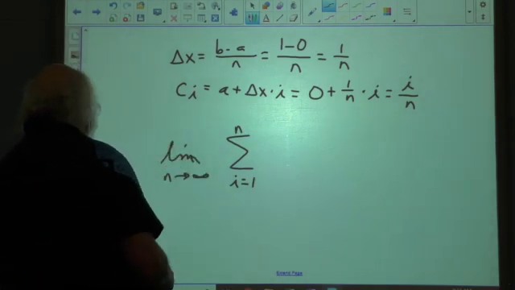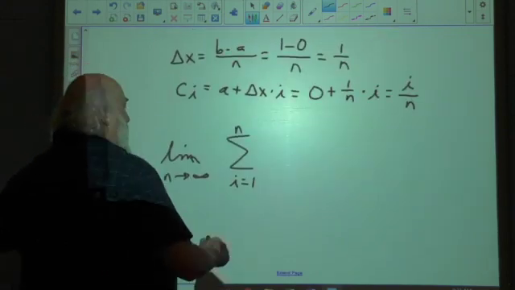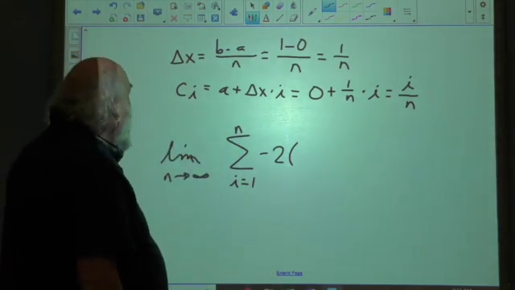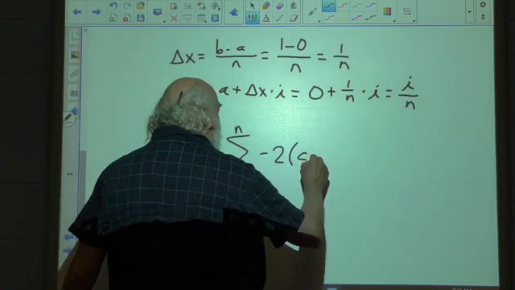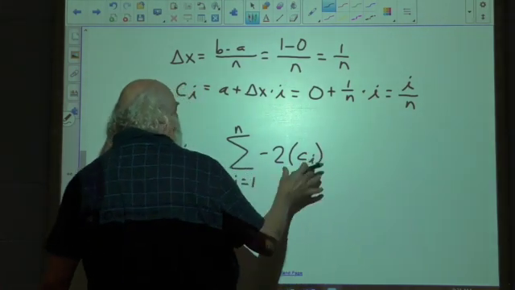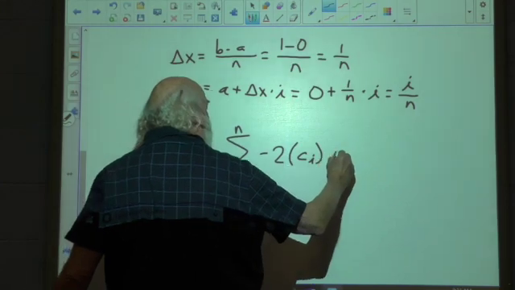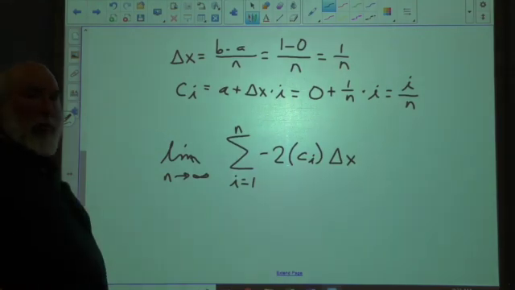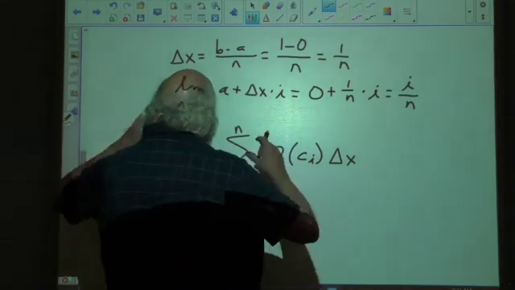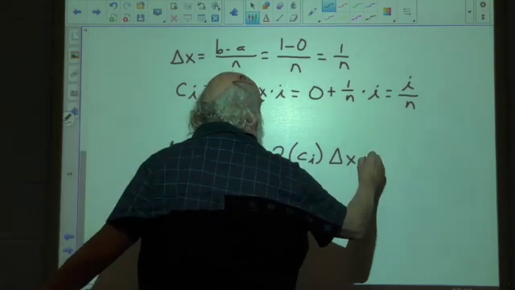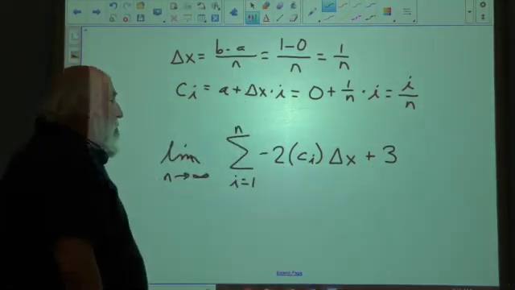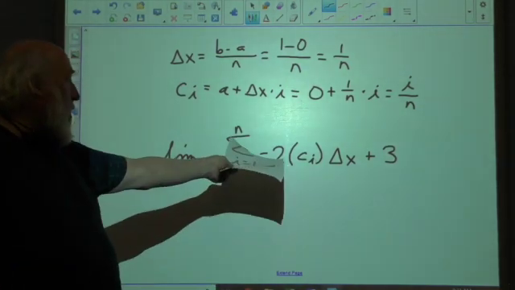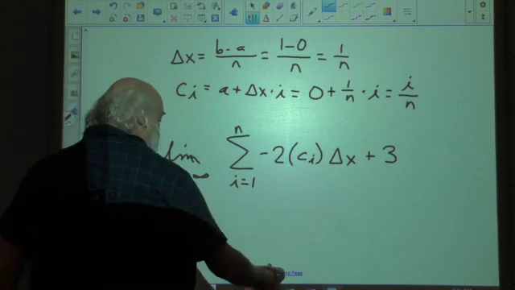And then the equation, negative 2x, so it's negative 2 times, and then this is where we put our C sub i, that's our y, times delta x. This is the formula we're using for the negative 2x part, and then plus 3 is our final aspect of that. Okay, now I'll plug in for C sub i and delta x.